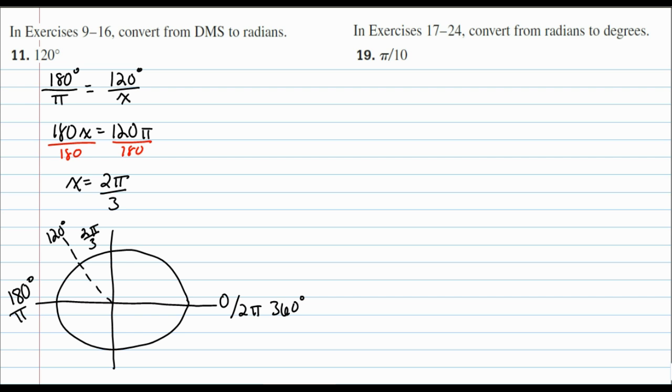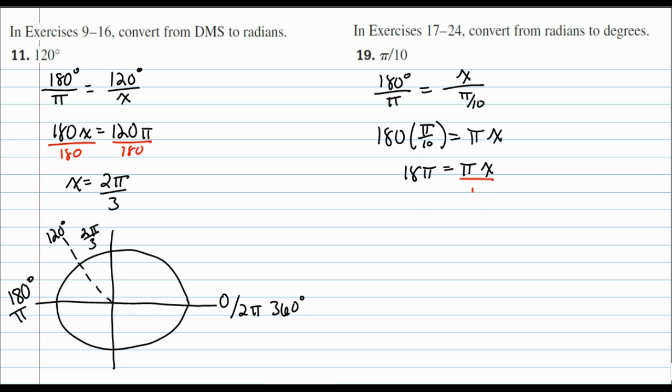Number 19, convert from radians to degrees. So I can use my proportion way. I know that there are 180 degrees in pi radians, and I'm looking for how many degrees are in pi over 10 radians. So if I cross multiply, I have 180 times pi over 10 equals pi times x. So that would be 18 pi equals pi x. Divide both sides by pi, and I have 18 equals x. So I've got 18 degrees in pi over 10 radians.